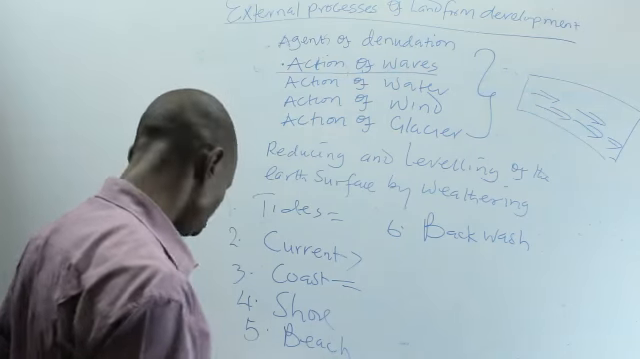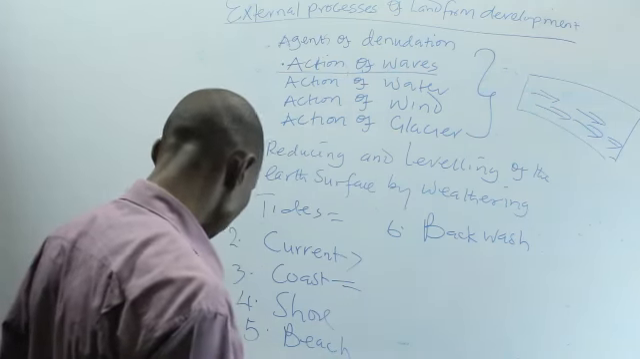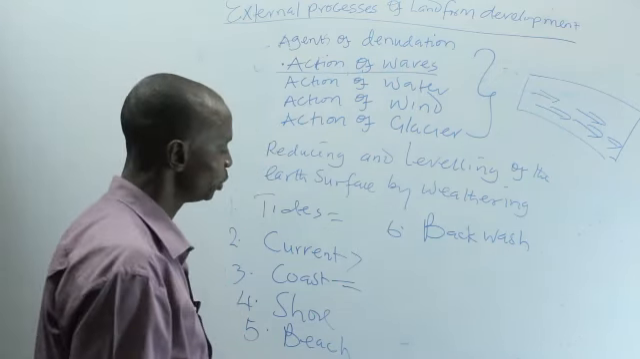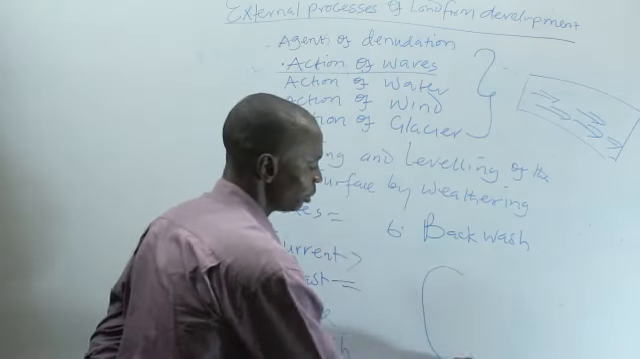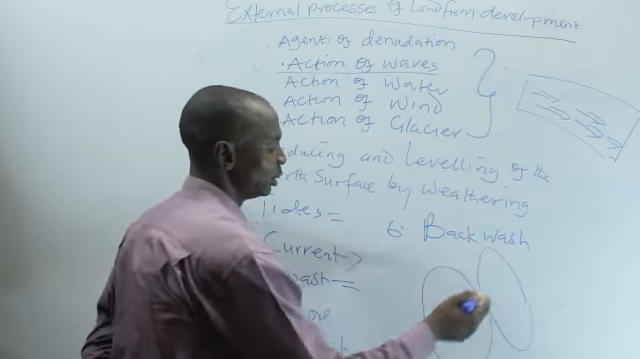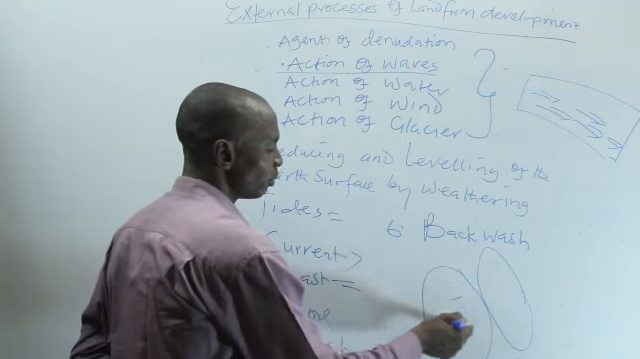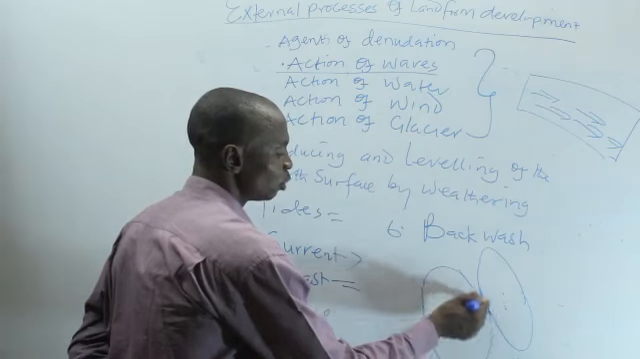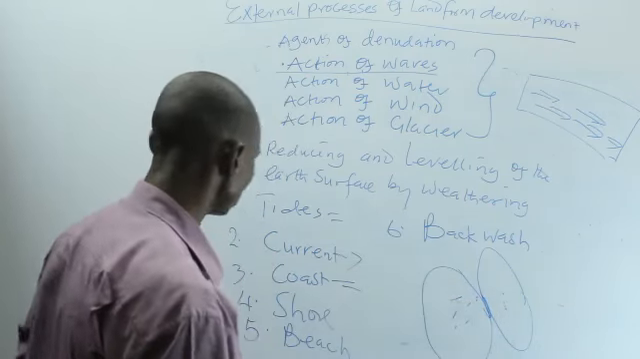Coast refers to what? Refers to the meeting point between land and the sea. For instance, this is the water body and this is the adjacent land. So where you have the meeting point between the water body and the adjacent land, is what we call the coast.